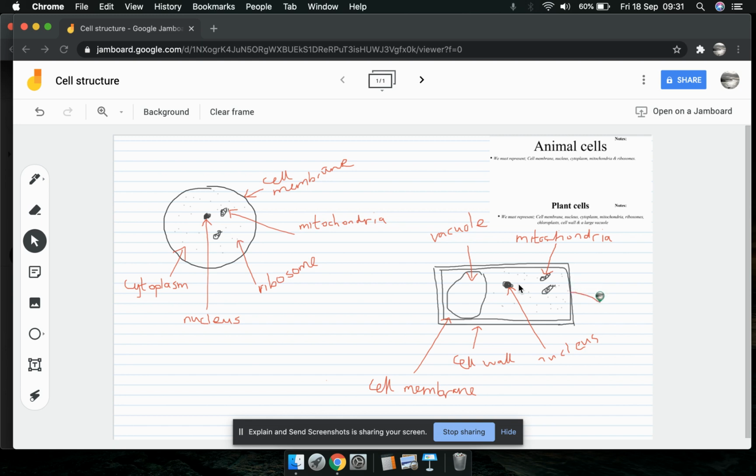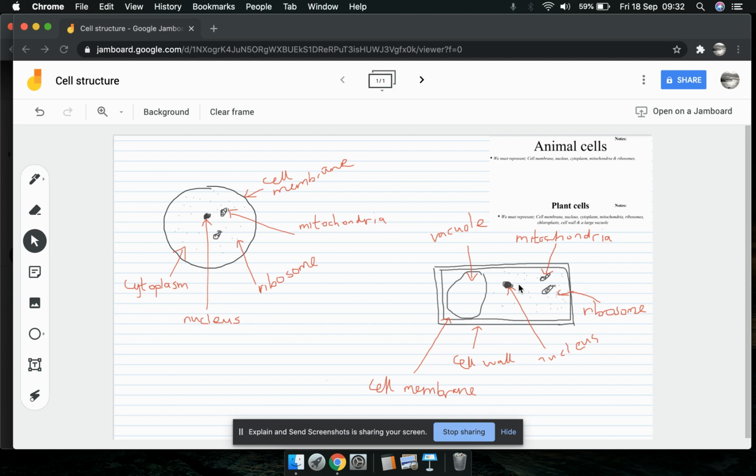Okay, my line here is not perfect. I want to draw one of these dots. I might just draw another dot there next to it. Right, and what we're doing now, as I said, is drawing a ribosome. And a ribosome has the same function as it would have in an animal cell. They are producing for us some protein. Right, so that is cell membrane, vacuole, mitochondria, ribosome, nucleus.